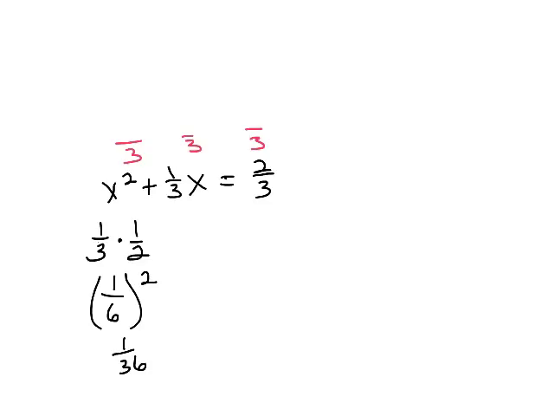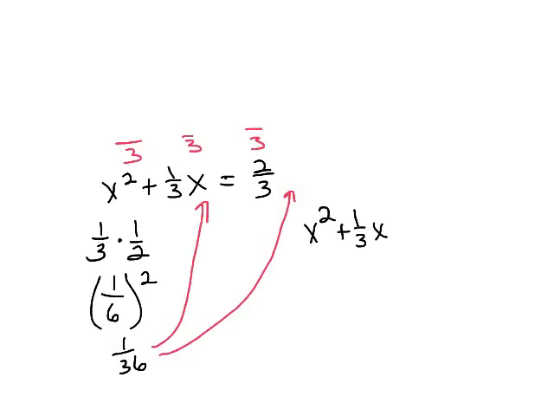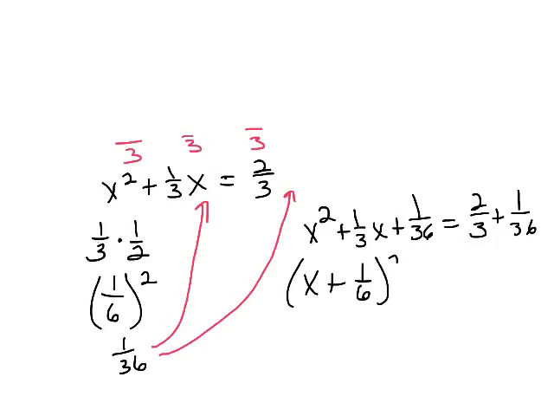Well, here's what I have to do. I have to add 1 over 36 to this side, which means I also have to add it to that side to stay balanced. So here's what it looks like: x squared plus 1/3 x plus 1 over 36 is equal to 2/3 plus 1 over 36. All right, well, this side is factorable. It factors into x plus 1/6 squared.